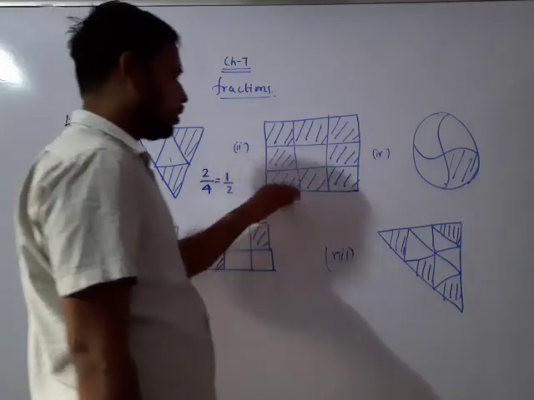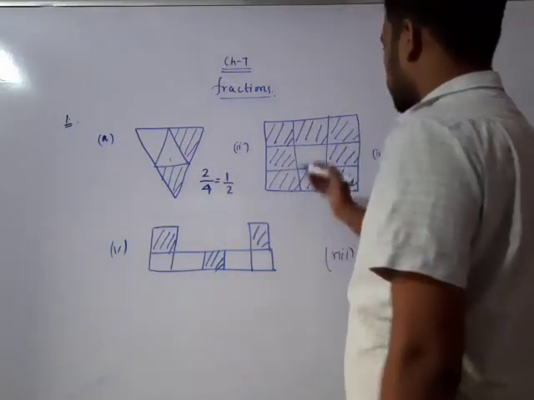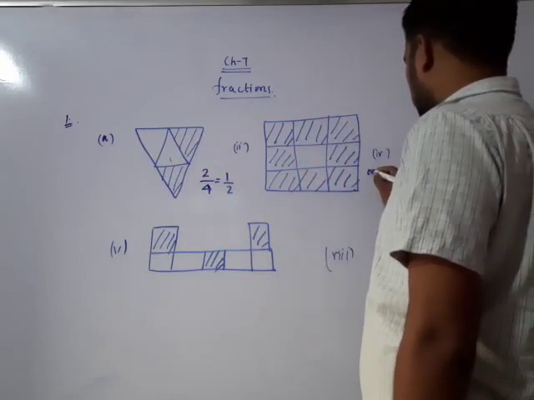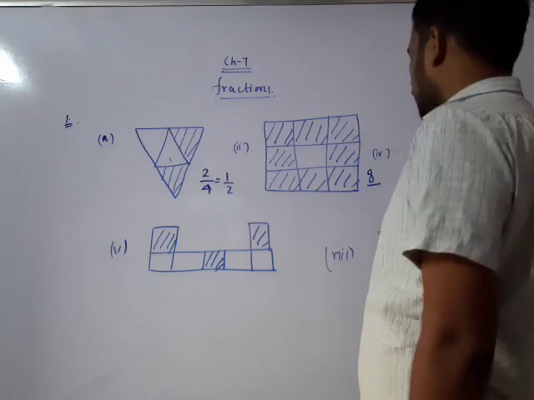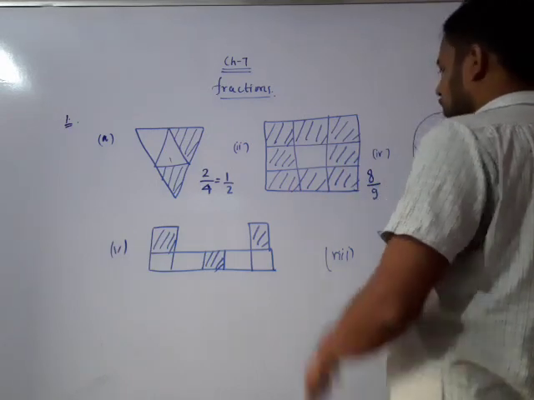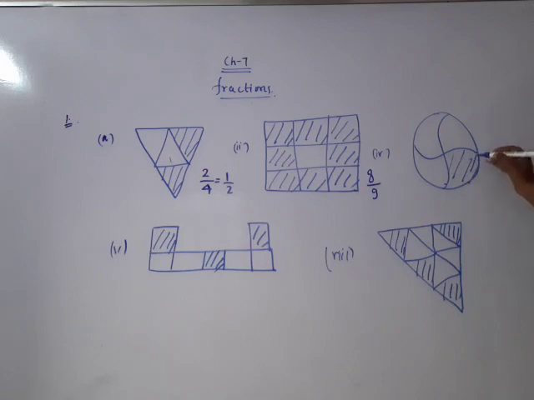Now see question number 2. For this, the shaded region is 1, 2, 3, 4, 5, 6, 7, 8, so 8, and the total squares are 9. So for this, the shaded region is 8 upon 9. Now for this figure, only one portion is shaded and in total there are 4 portions: 1, 2, 3, 4. So this will be 1/4.